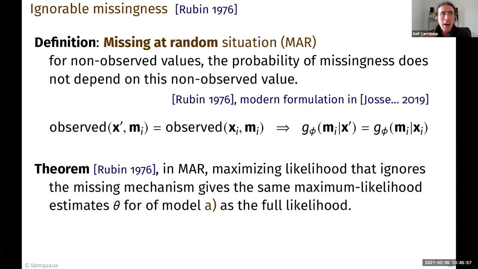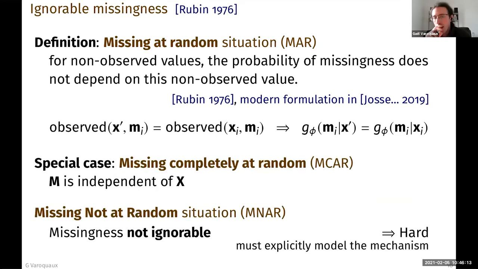So basically, I can maximize the likelihood of the data generating process that I'm interested in, forgetting the data generating process that I'm not interested in, which is the missing value data generating process. And now there are variants. This first assumption is a bit complicated, and there's a special case which is much easier to understand, which is missing completely at random, which tells me that basically M is independent of X.